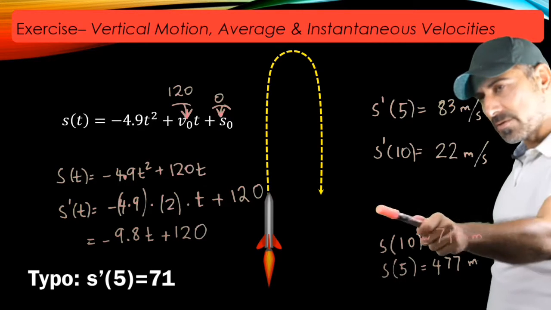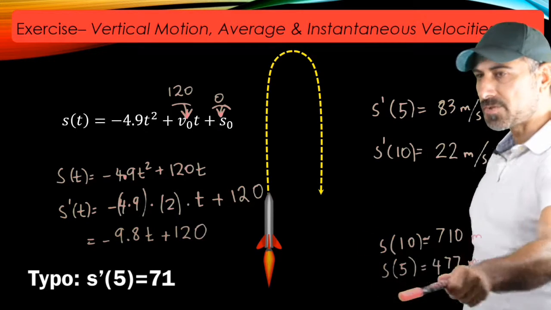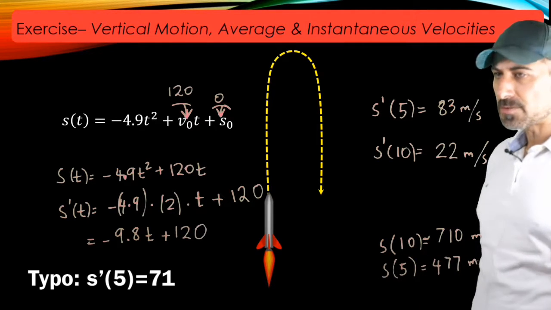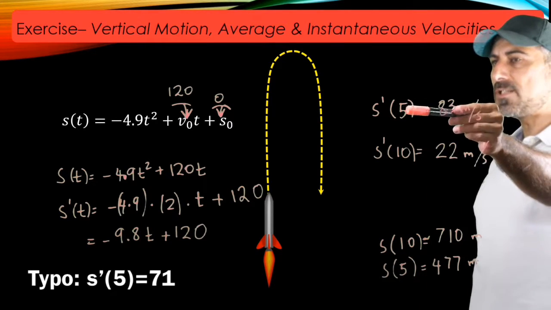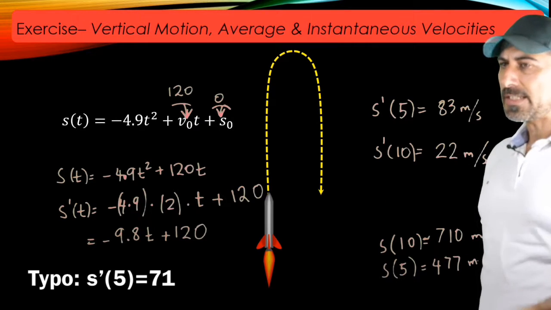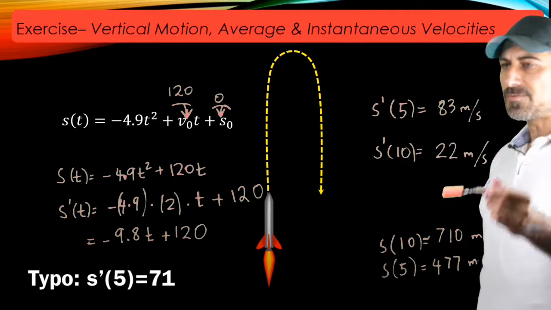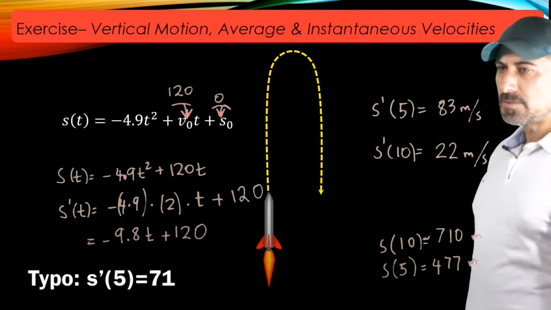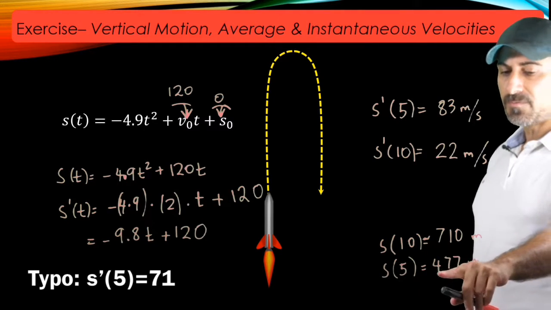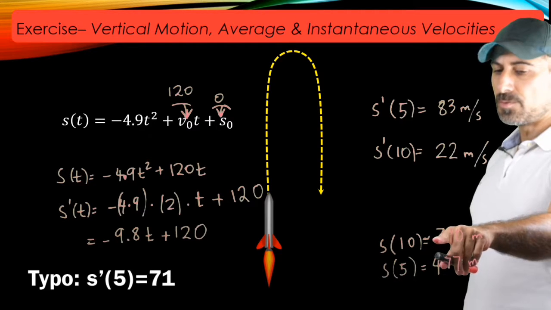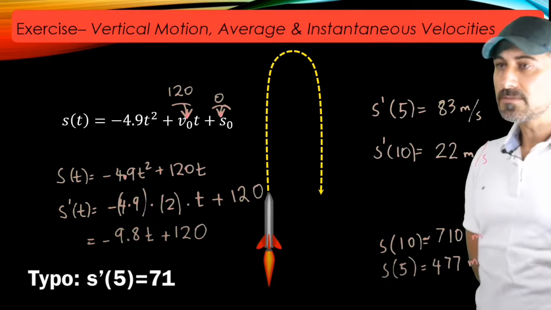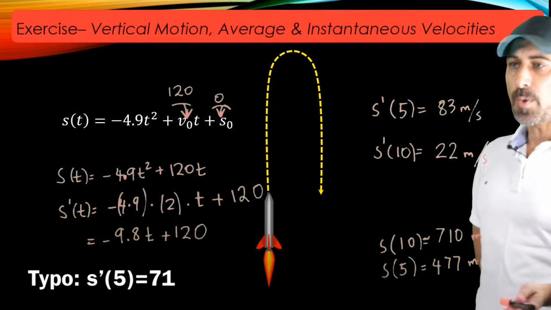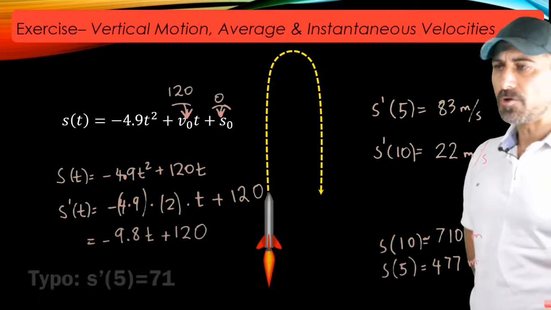I also write down the location of the rocket at time t equals 5 and time t equals 10. As you see, from t equals 5 to t equals 10, there is a decrease of the instantaneous velocities, even though the altitude here increases from 477 to 710. So that means that the rocket is slowing down as the time evolves.